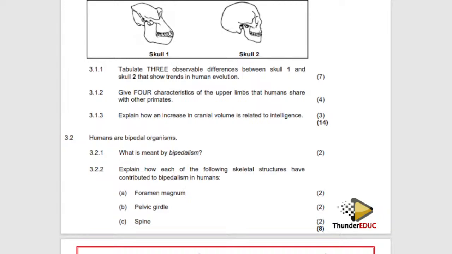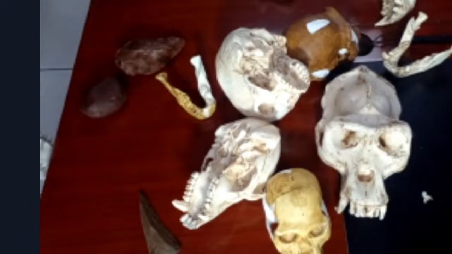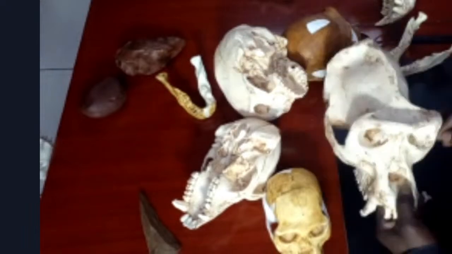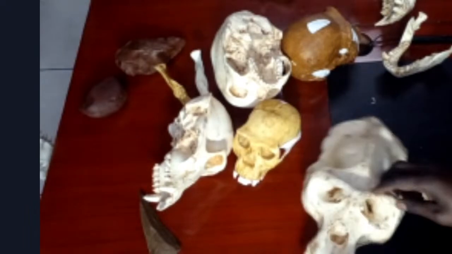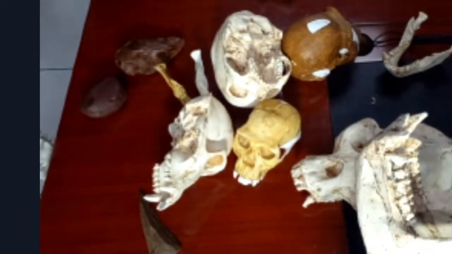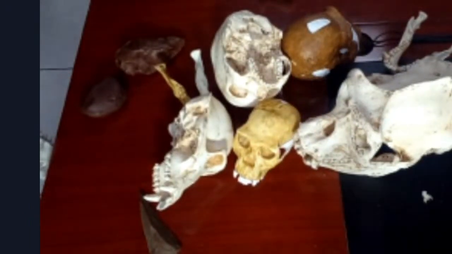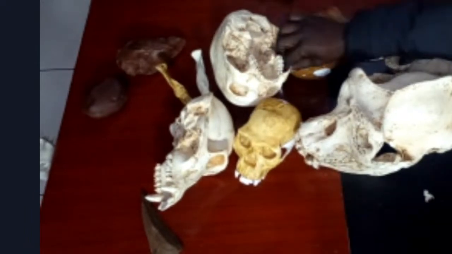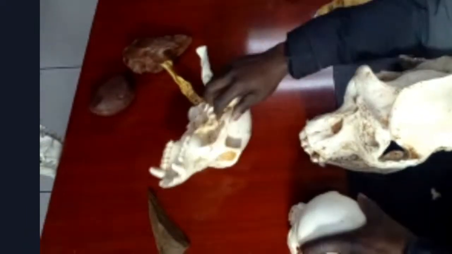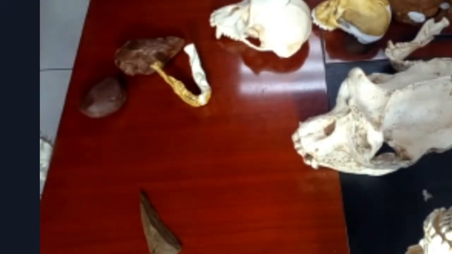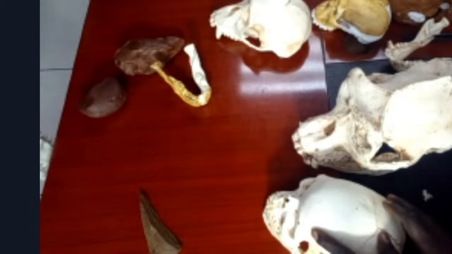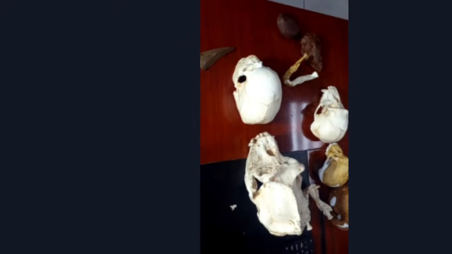Look at the skull. Skull one looks to be this, but they have made it like that. You understand? I hope you can see. And then skull two is this. They have made it to be like this. So they are saying that skull one is this, while skull two is that. So they are looking at, look at this and look at this.